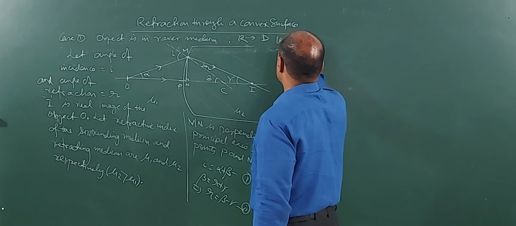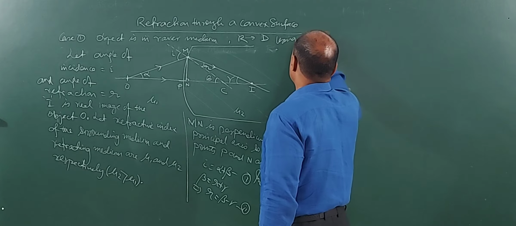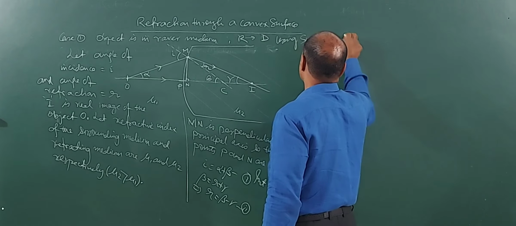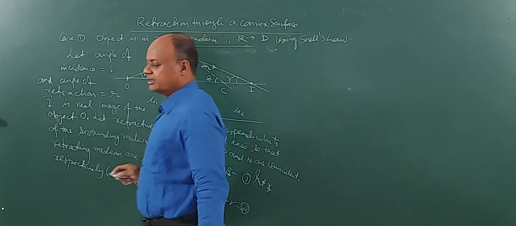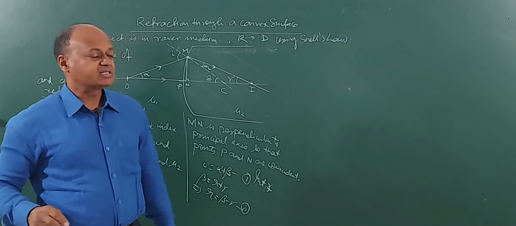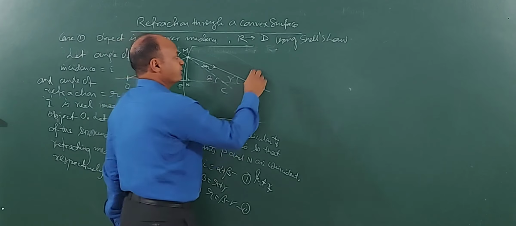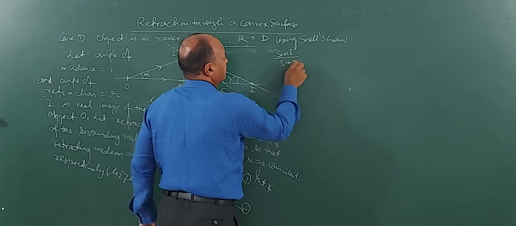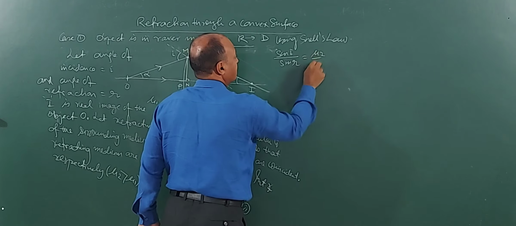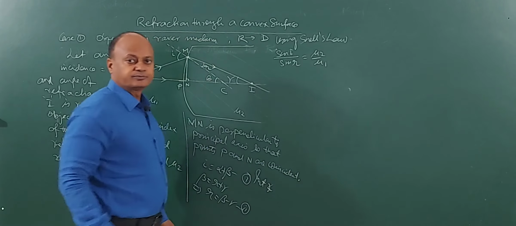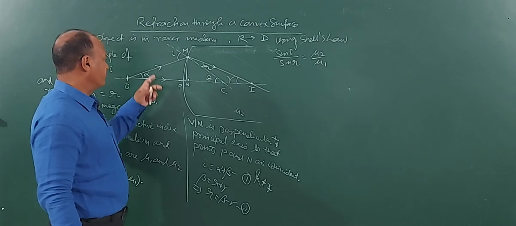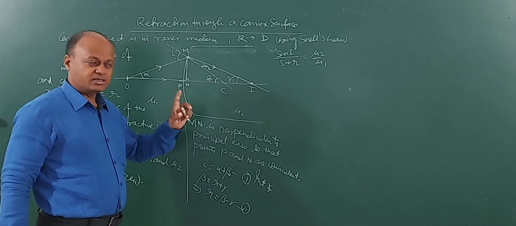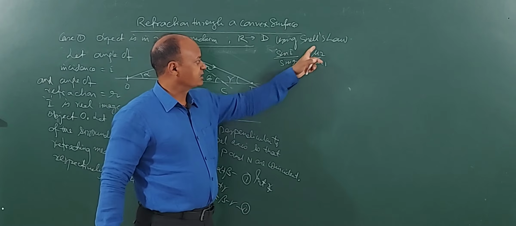Once I got this beautiful relation, then I say, using Snell's law. If I use Snell's law, children, then sin I by sin R will be how much here? Mu 2 by mu 1. Sin I divided by sin R is equal to mu 2 by mu 1. Clear? The ray is going from mu 1 to mu 2. Alright. So sin I by sin R is equal to mu 2 by mu 1.